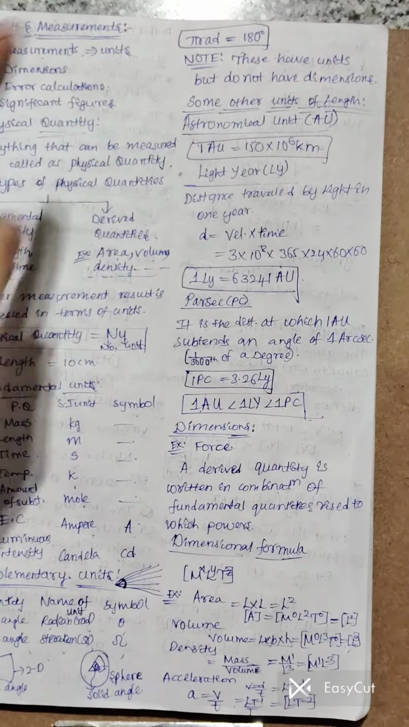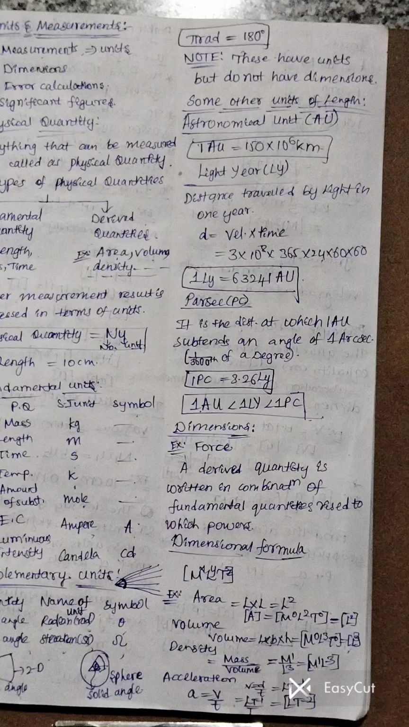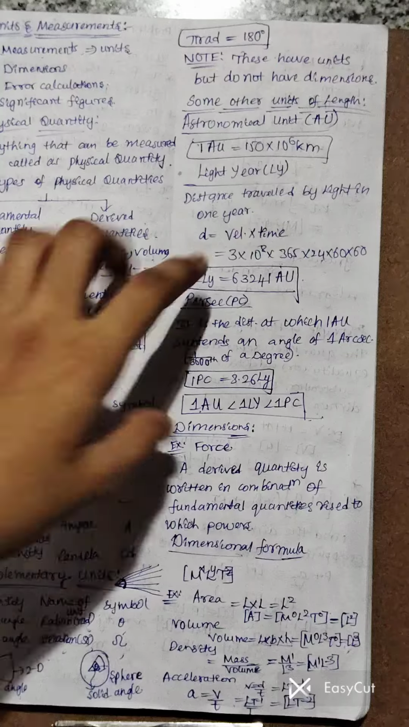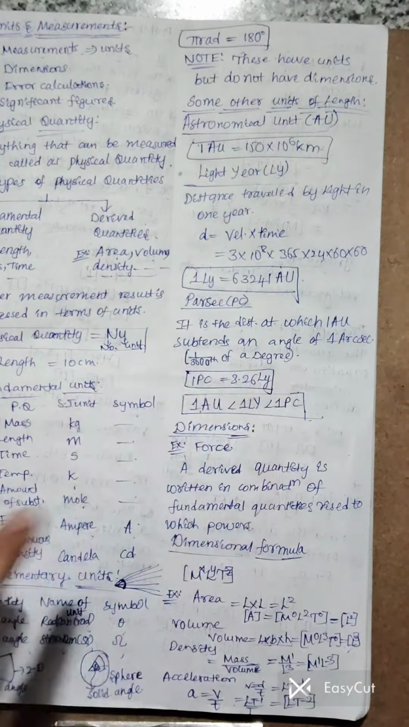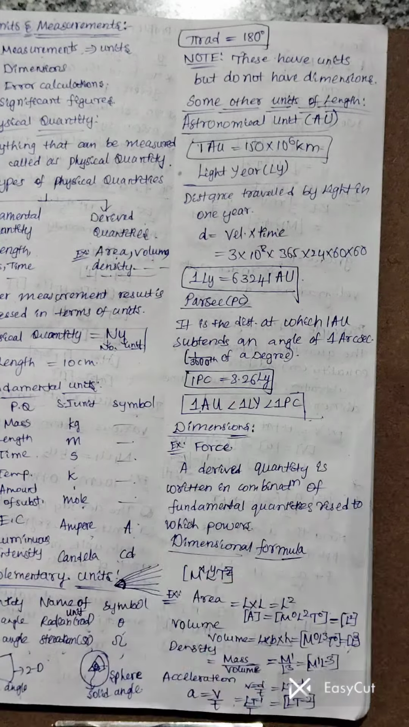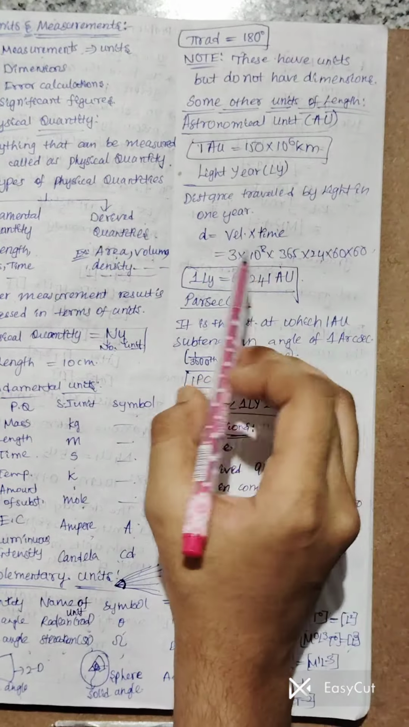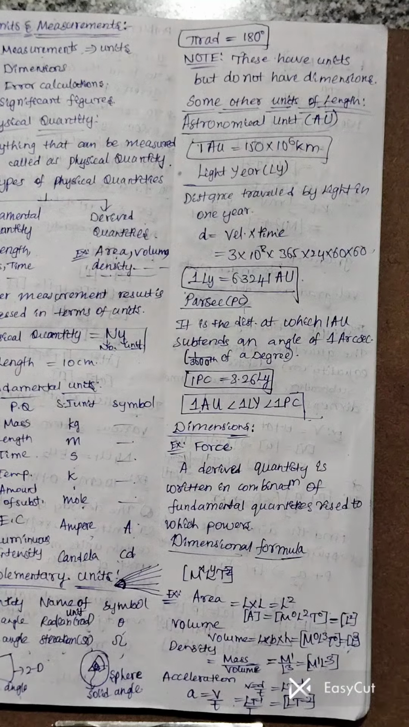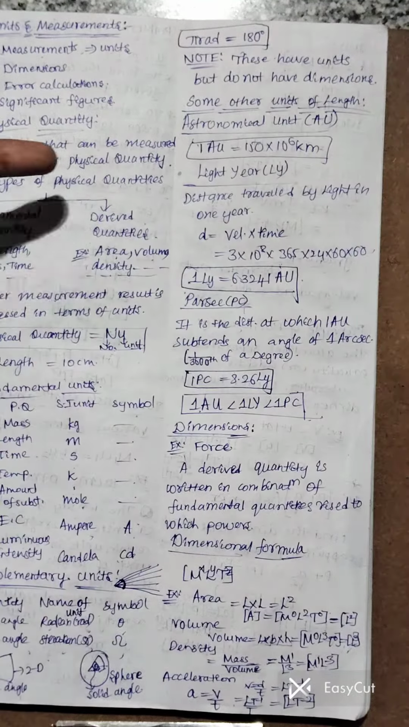Now coming to astronomical unit. One astronomical unit is equal to 150 into 10 power 6 kilometer. And light year. What is meant by light year? The distance traveled by light in 1 year. As we know that distance equals velocity into time. By calculating this, you just remember this value. 1 light year is equal to 63241 astronomical unit.